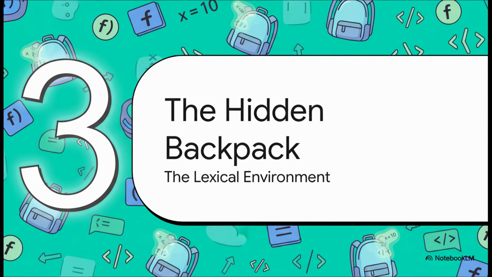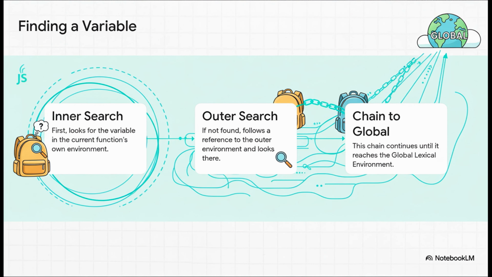The answer has a technical name, the lexical environment. But that sounds a bit intimidating, right? So let's use a much simpler analogy. Just imagine that every function carries around a hidden backpack. Okay, so when a function needs to find a variable, here's what the JavaScript engine does. Step one, it looks inside its own backpack, the local stuff. If it finds it, great. But if not, it moves to step two. It follows a link to its parent's backpack and looks there. Still not there? Well, it just keeps following that chain of links, going from backpack to backpack, outwards, until it either finds the variable or hits the very top, the global scope.